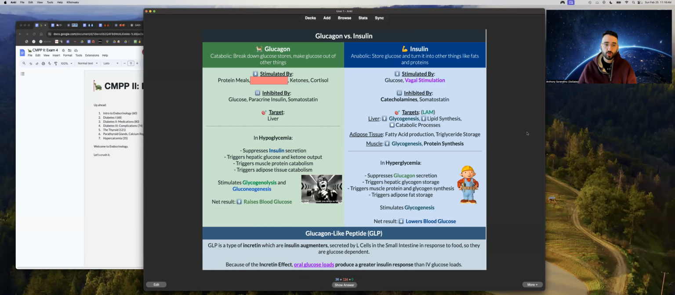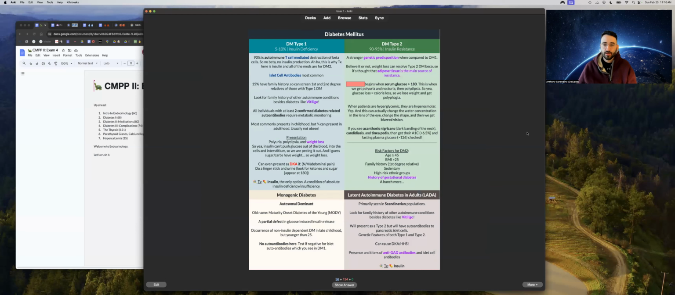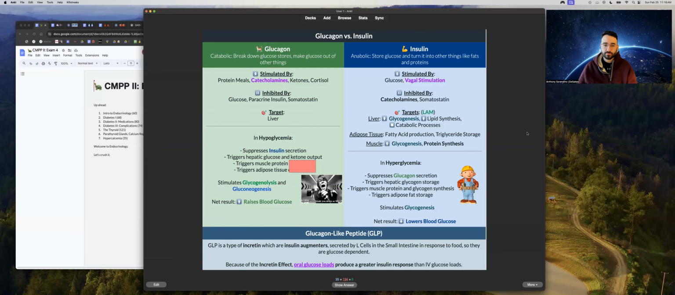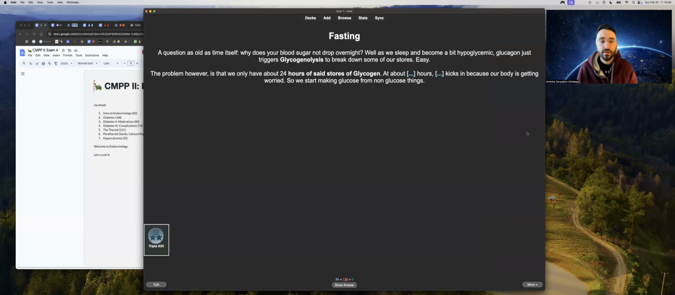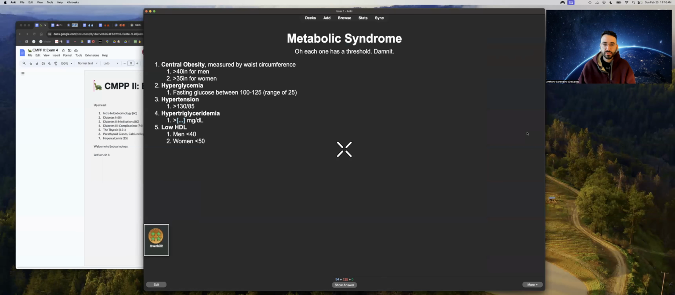What's going to stimulate glucagon? What we need sugar. Like exercise, activity, catecholamines. Glycosuria, muscle protein breakdown, adipose tissue catabolism. GLP, just GLP-1? Yeah, glucagon-like peptide. These are those incretin insulin augmenters. At about 12 hours gluconeogenesis kicks in.